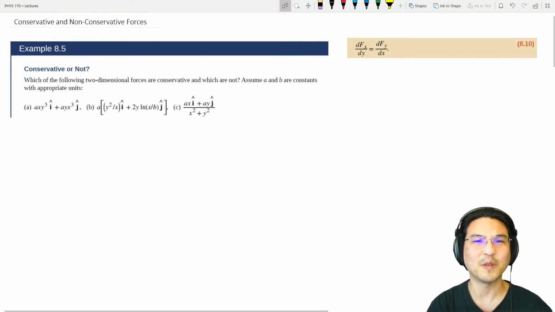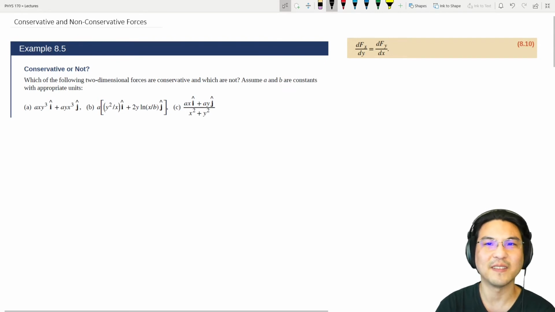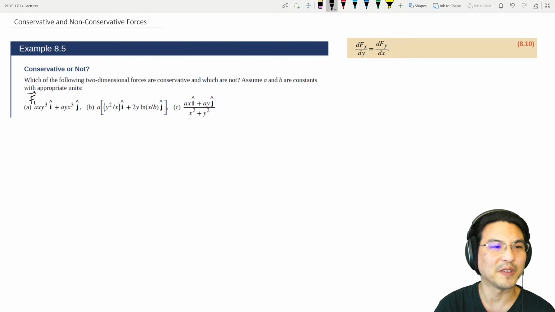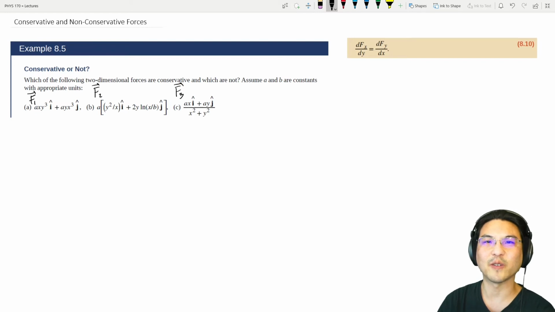Okay, so hopefully it's not so bad. I'll walk through all of the math. So let's say you're given some forces. Like, say in this example, we have these three forces, I'll just call them F1, F2, F3. How do you know if they're conservative or non-conservative?